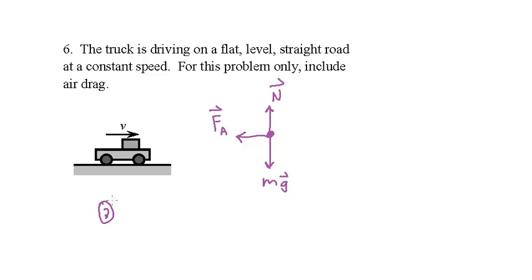And last truck question. Actually, not the last truck question, but almost the last truck question. The truck is driving on a flat, level, straight road at constant speed, and we're going to include air drag for this problem. So forces we've got, of course, mg and the normal force. We have air drag. Now, it should be pretty obvious: if he's going this way to the right, the air drag has to be a force acting to the left. So it's FA, I'll call it, for air drag. And what's left?